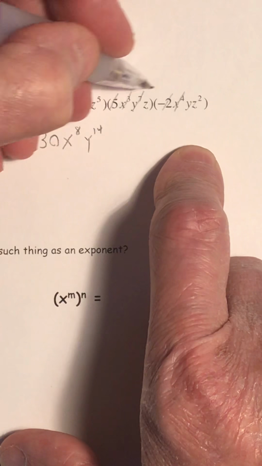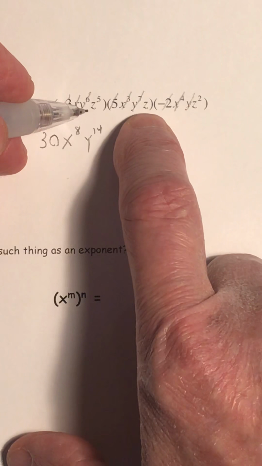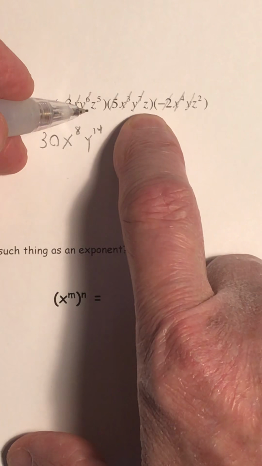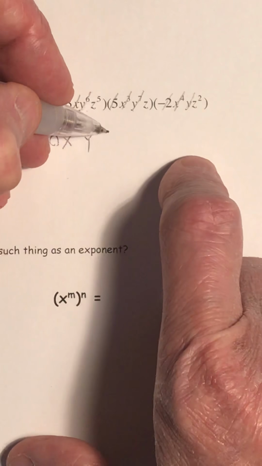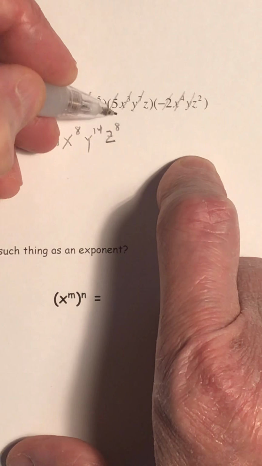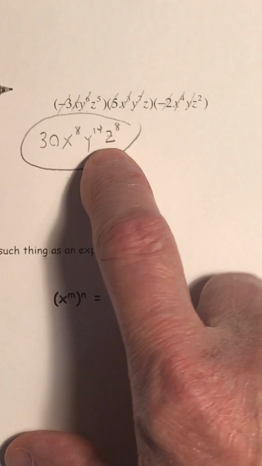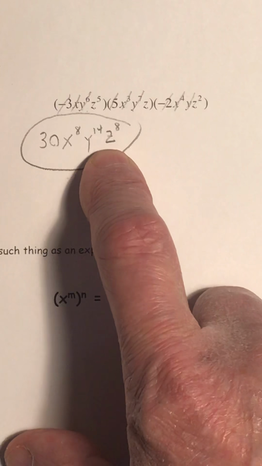Finished with the y's. And there's a z to the 5th, z to the 1st, makes z to the 6th, z to the 6th times z to the 2nd, z to the 8th. And I put a little line through my z to make it look different than the way I write a number 2.